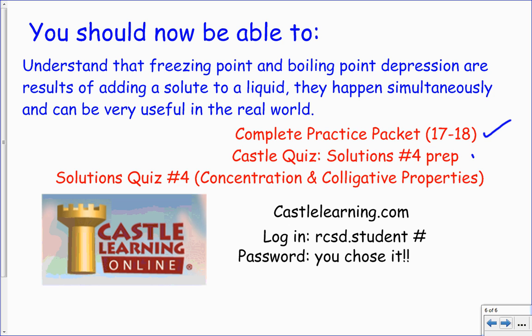Now you are going to do your quiz prep for number 4, which is going to be mostly concentration with a little bit of colligative properties in it. The quiz is called concentration colligative properties. Take your quiz when you're done with your quiz prep, and we are done with this part of the unit, other than Pogles and quizzes and practice packets and all that good stuff.